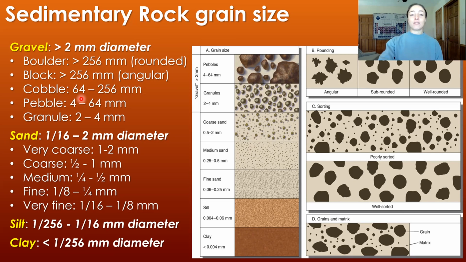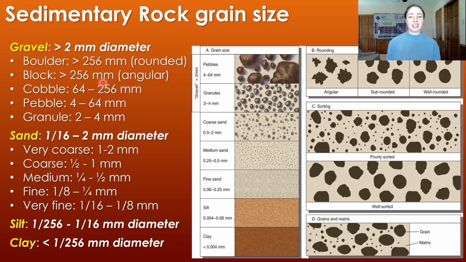The grain sizes that fall under gravel include the largest grains, which are termed boulders, and these are larger than 256 millimeters or around 10 inches. And boulders are the term used for rounded large grains, whereas blocks are the term for angular grains that are over 256 millimeters. So same size parameters, just angular versus rounded. And that'll come into play when we talk about breccias versus conglomerates, because the only difference mainly is their angularity.